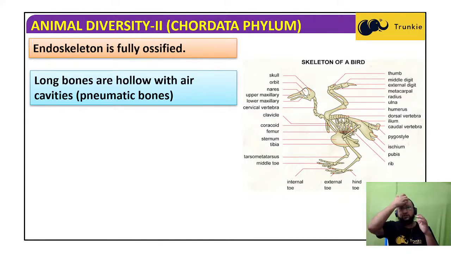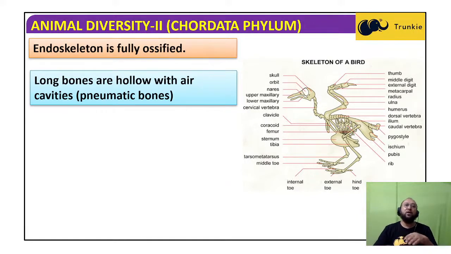Pygostyle. This is an important feature to know for the exam. Pygostyle is the last bone at the end of the vertebral column. Ischium and pubis bones are there in the posterior region of the body, as part of the skeleton.